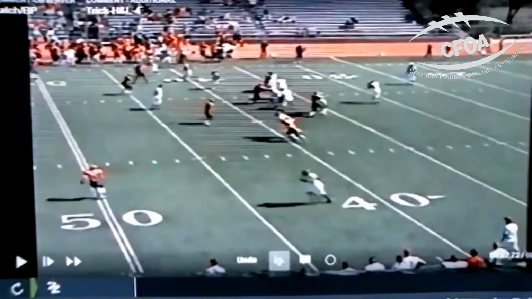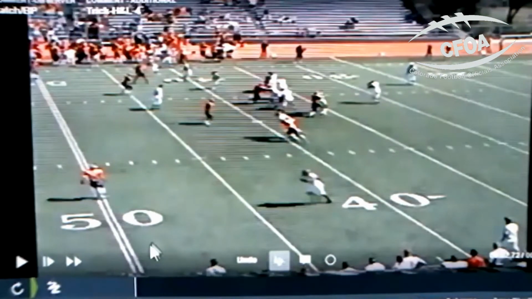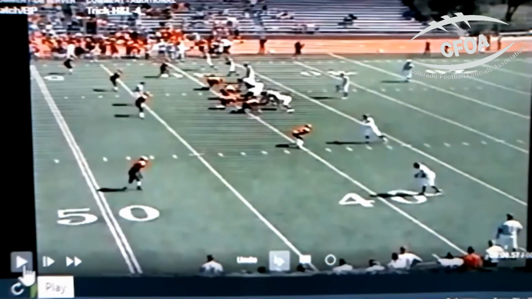Okay, so now we can go to our next topic, which is the hook and ladder play. So the question here is, what happens during this play? There's really two ways it can transpire. One, the receiver can catch the ball and throw a backward pass to a trailing receiver, or he can bat the pass to a trailing receiver. So the only time we really have a problem with these plays is when the ball ends up on the ground. So do we have a catch followed by a loose ball, or do we have an incomplete pass? And I have two clips to contrast those two points.